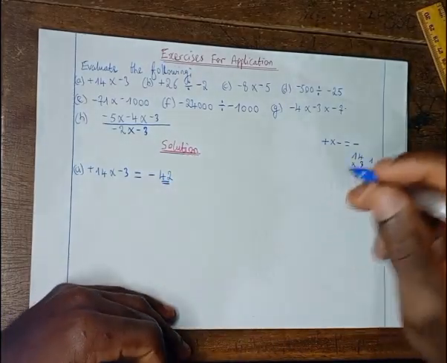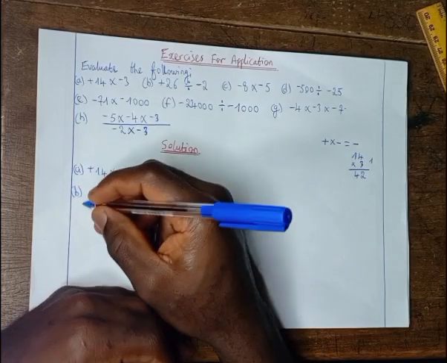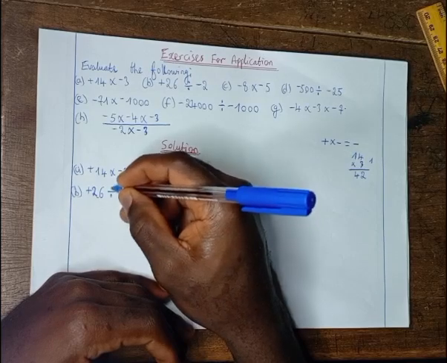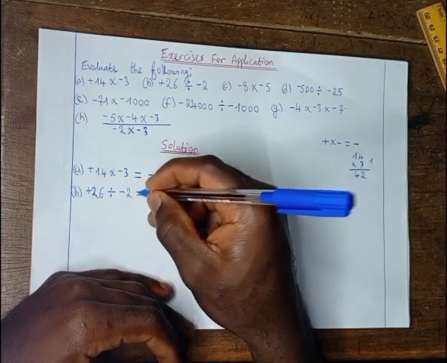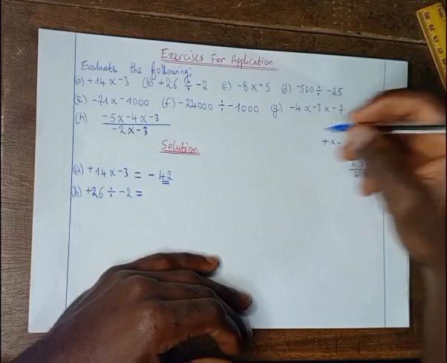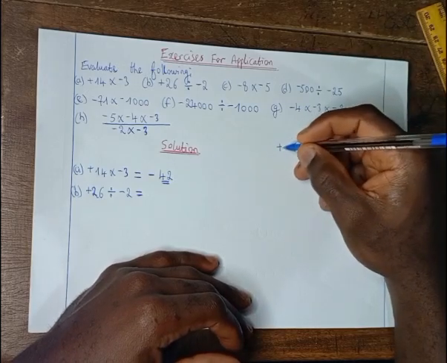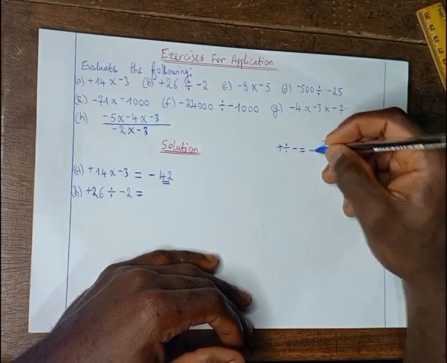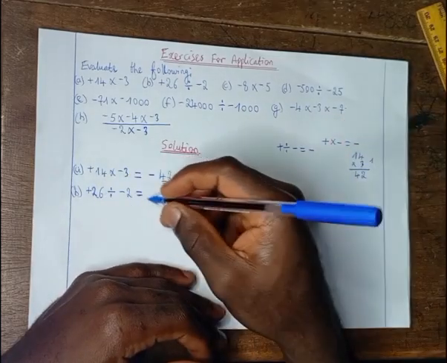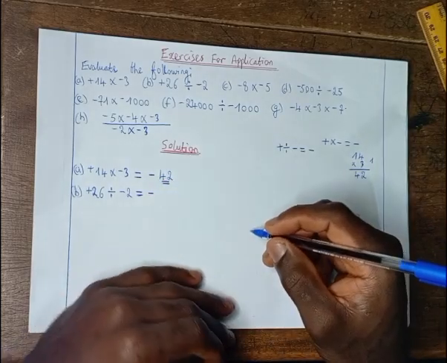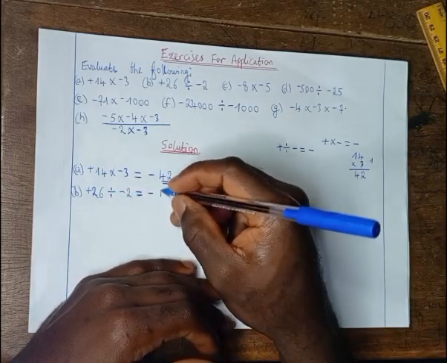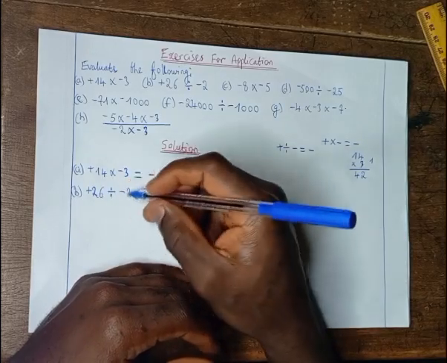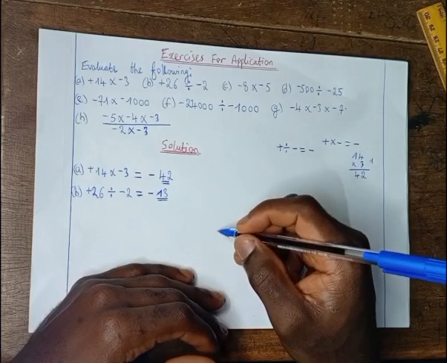Next, for B we have positive 26 divided by negative 2. We know if we divide a positive number by a negative number, the resulting sign will simply be negative. So here we know the result will be negative. If we divide 26 by 2, it gives us 13. Therefore, positive 26 divided by negative 2 is equal to negative 13.